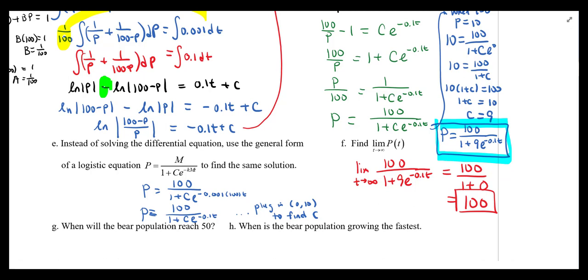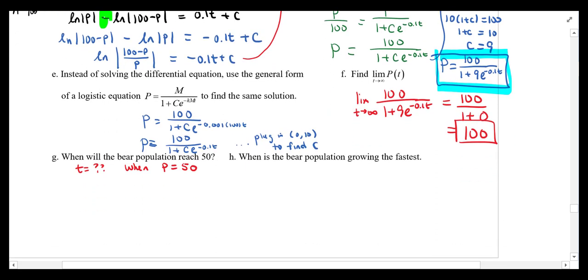Now, in part G, I'm asking you when will the bear population reach 50 bears? So I want you to find t when the bear population is 50. All you need to do is plug it into the equation. 50 equals 100 over 1 plus 9 e to the negative 0.1t. I guess we have to solve this. So 50 times (1 plus 9 e to the negative 0.1t) equals 100.